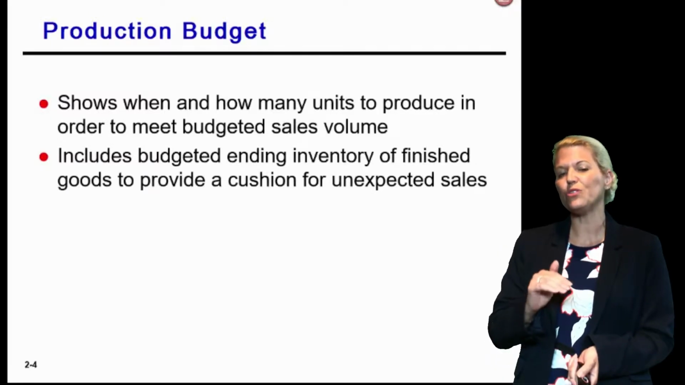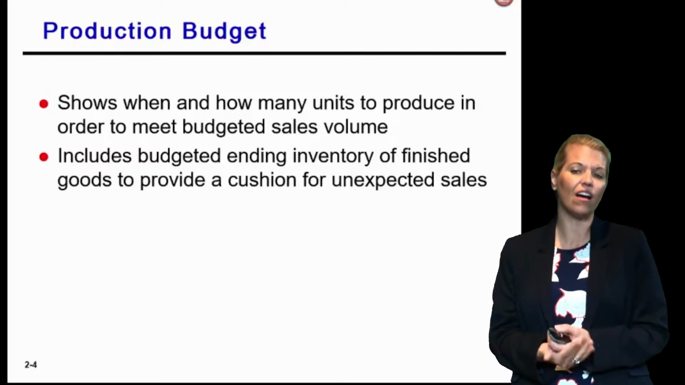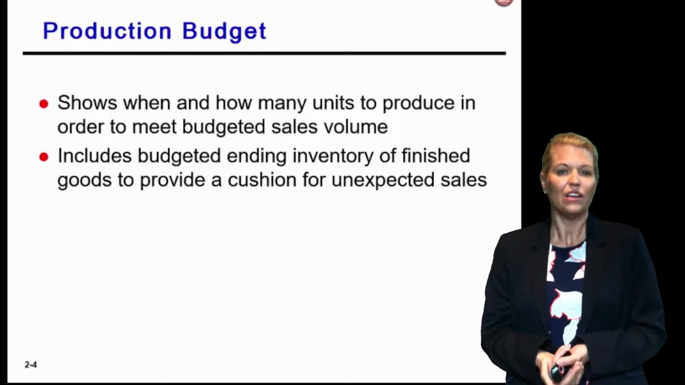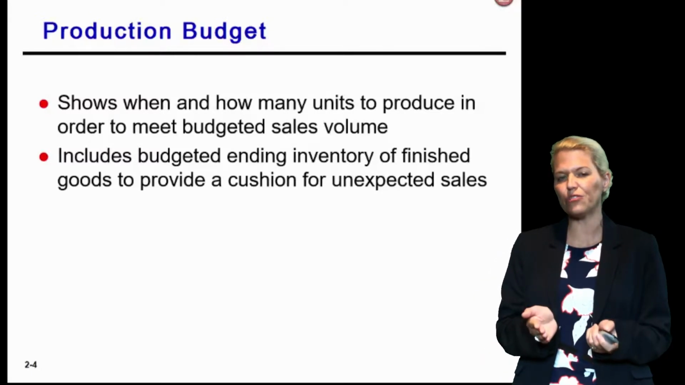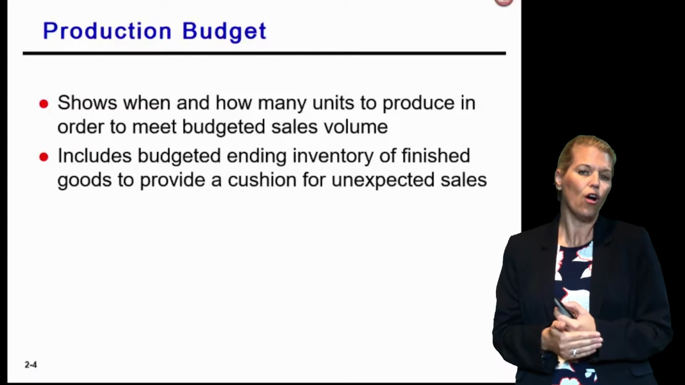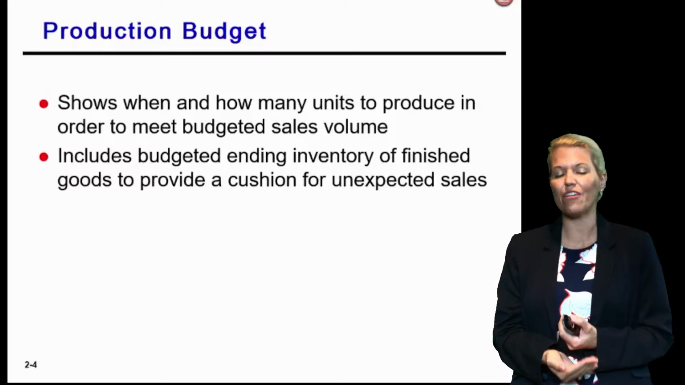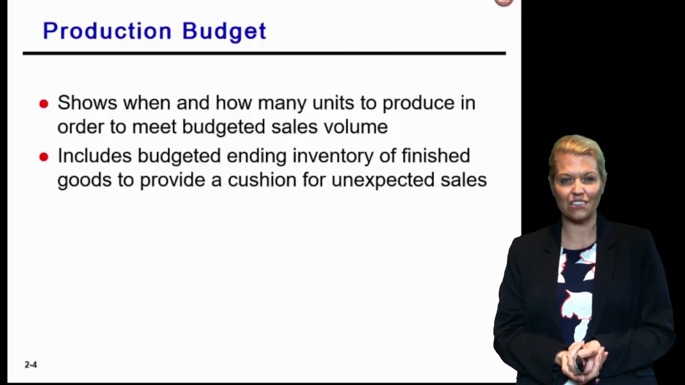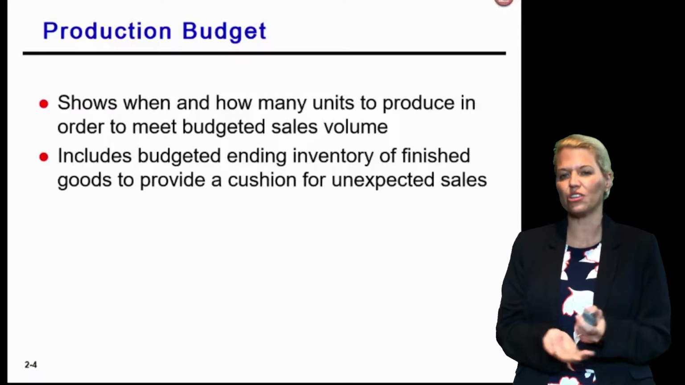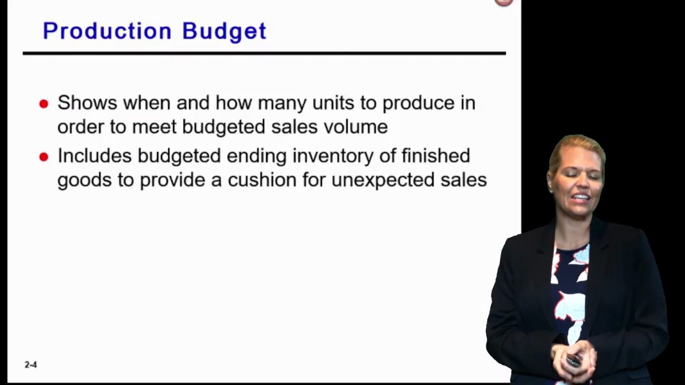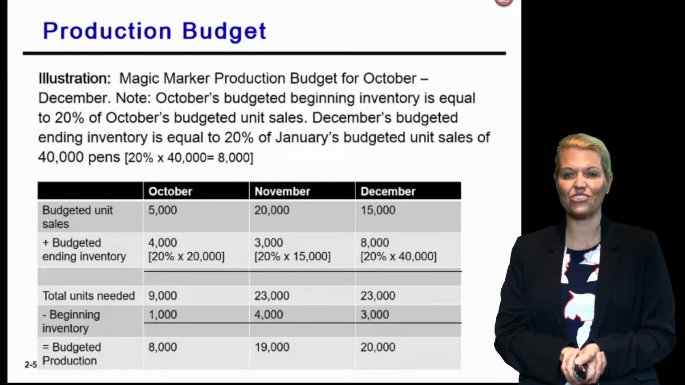However, we cannot only produce that amount of units because it can happen that the sale is higher than anticipated. So companies produce what we call a safety stock. It's an additional amount of units which they keep in reserve for the scenario that if sales are more than expected, they have these products to sell to customers. And that safety stock, that safety cushion, is in our ending inventory, which we will see now in the illustration.